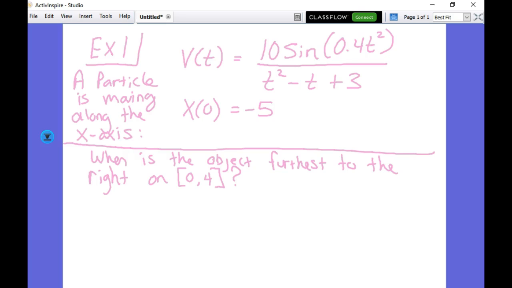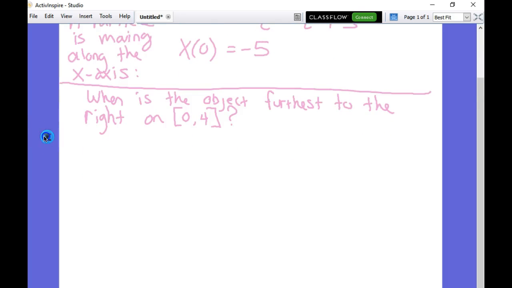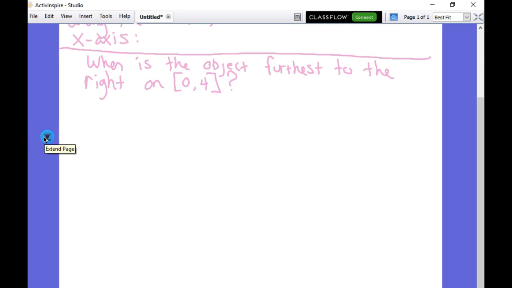So now this question is asking us, when is the object furthest to the right? So it's asking when it's furthest. So that would indicate that we're looking for a max, right? So when we're looking for a max, then what we're going to do is the candidates test.